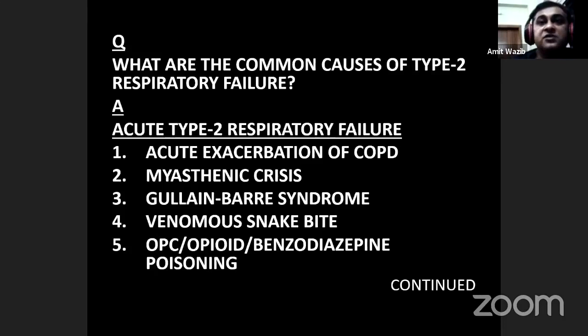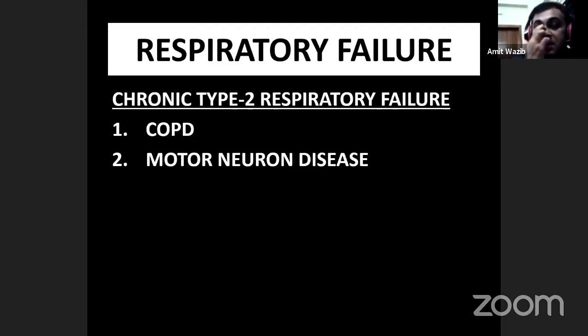And chronic type 2 respiratory failure occurs in COPD and motor neuron disease. Again, in motor neuron disease, you will have a chronic, long-standing weakness of the muscles. So that includes the diaphragm and other respiratory muscles. So it may lead to chronic type 2 respiratory failure.